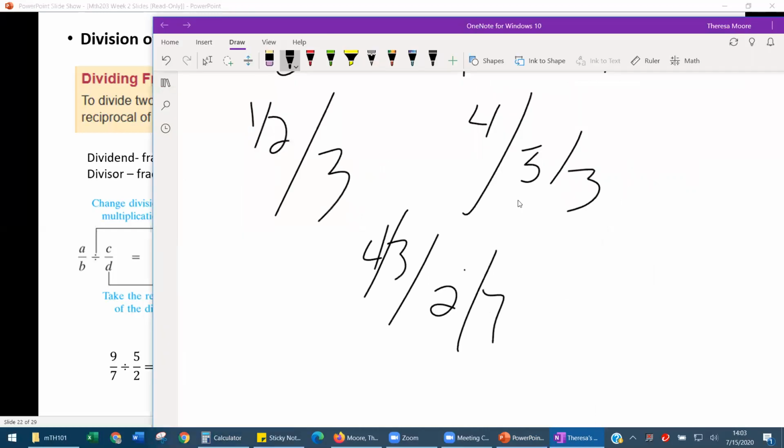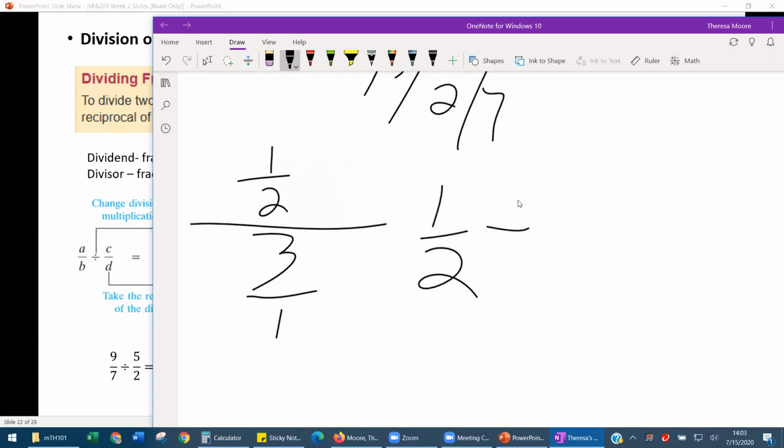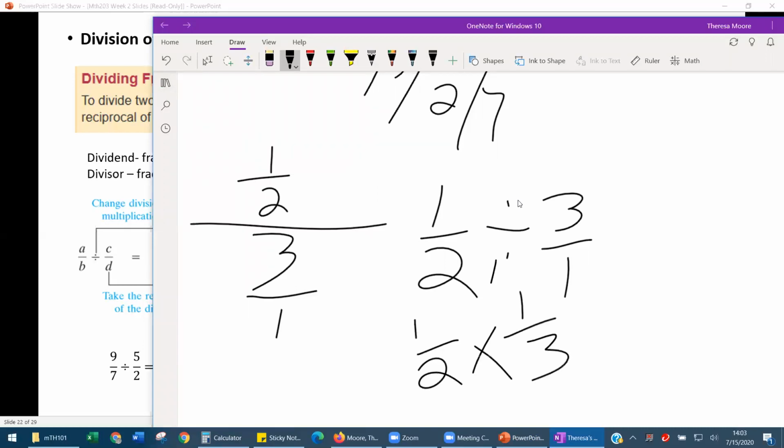So if we look at the first one, 1/2 over 3. 3 is doing the dividing, that's your divisor. And remember, 3 is the same as 3/1. So 1/2 over 3 is the same as 1/2 divided by 3, or 3/1. So we change that to 1/2 times 1/3, right? Change it, flip it. So that gives us 1/6.